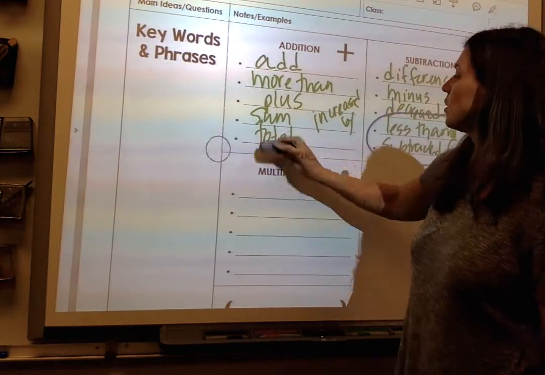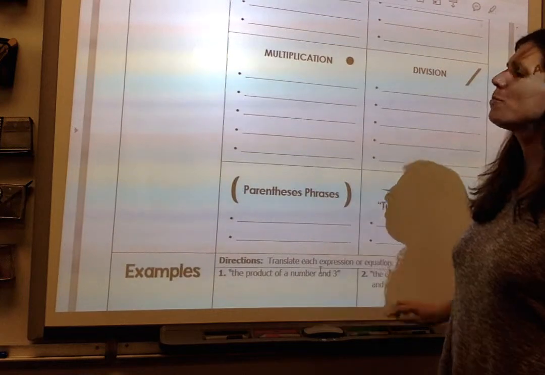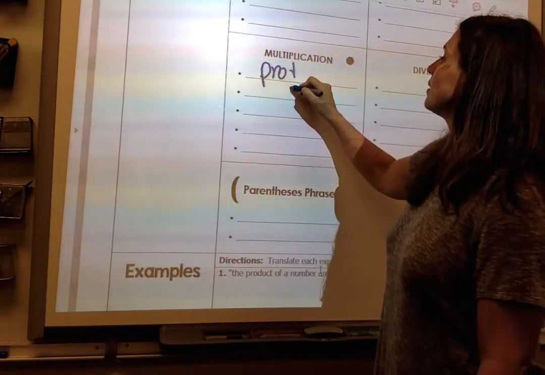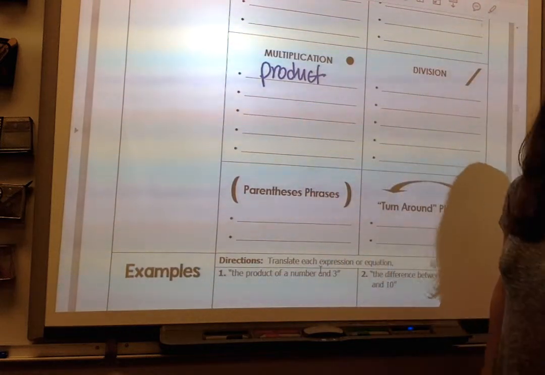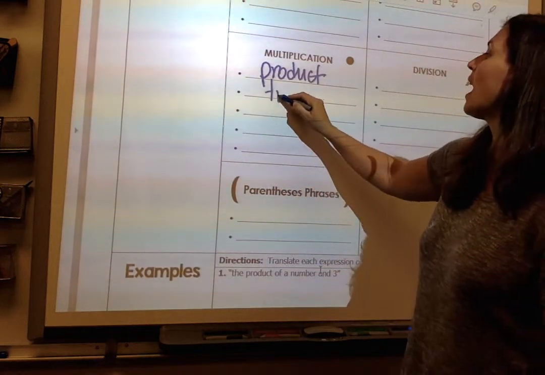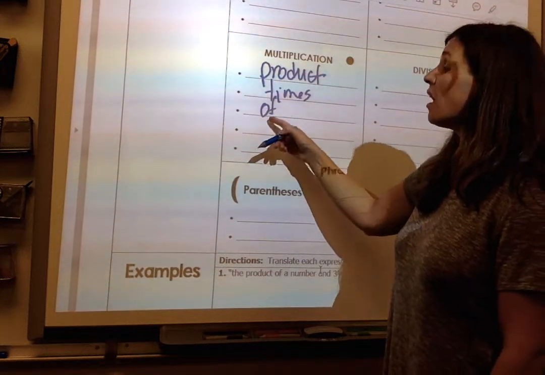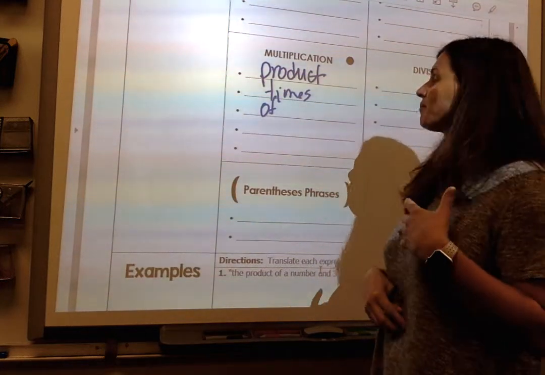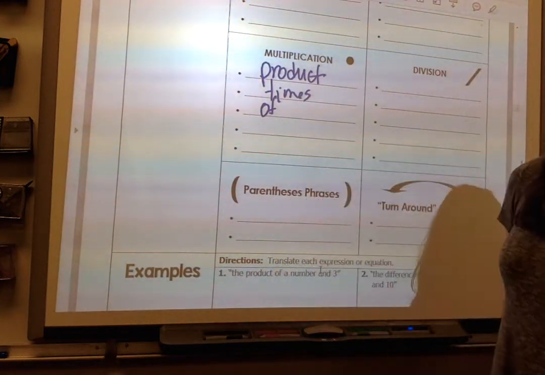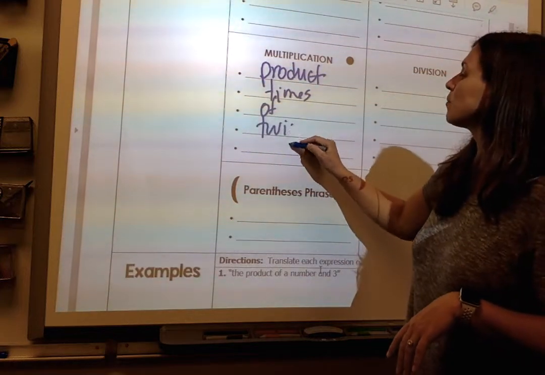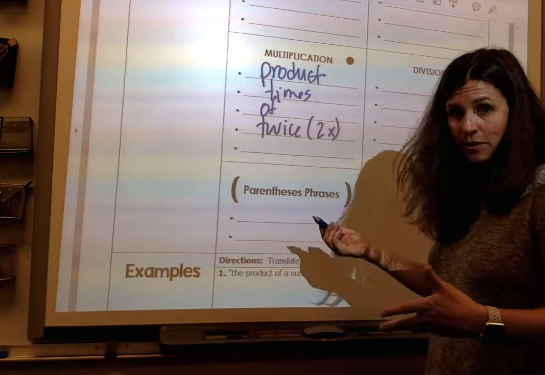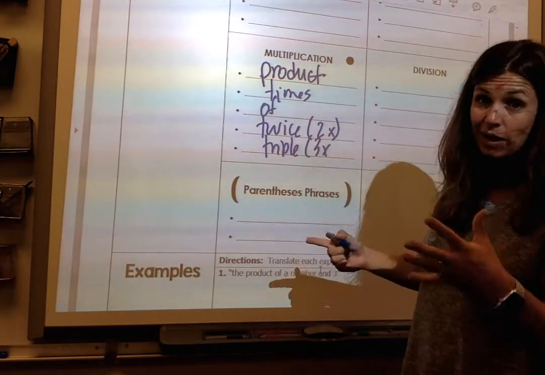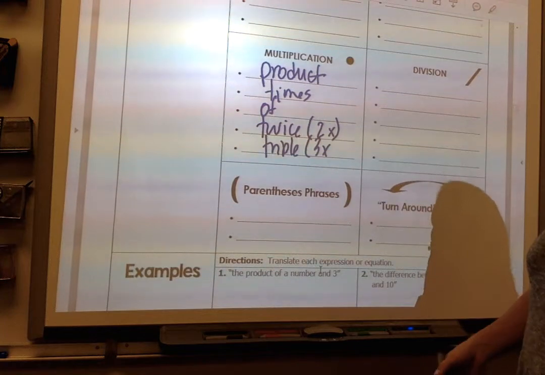Now, let's look at multiplication and division. What's your big one for multiplication? What's that big power word that we use? Product. Product is one for multiplication. You can do times. Another big one is of. Of means multiplication, especially when we're dealing with fractions. That's a really, really big one. We can do twice, but twice is specific to 2 times. And then you can do triple the amount, which is specific to 3 times. Triple and double and all that stuff.